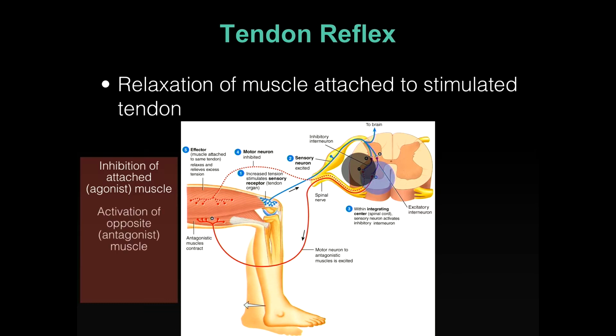We also, at the same time, activate the opposing or antagonist muscle to allow movement in the direction of that antagonist muscle. So polysynaptic, technically, reflex. We inhibit the quadriceps, we activate the hamstrings, which allows flexion of the knee.